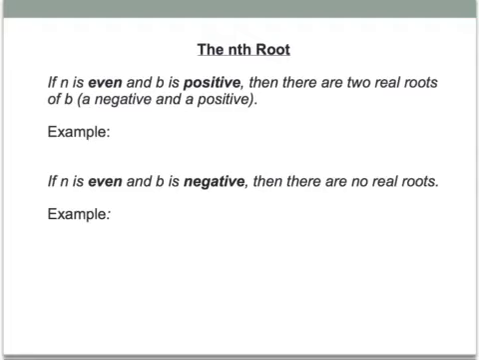Okay, now I know what you're asking. What happens when we have an even index? That would be like the square root or the fourth root or the sixth root. And b is positive, meaning b refers to the radicand, that value underneath the radical sign. So we have an even index and a positive radicand. Then there are 2 real roots of b, a negative value and a positive value.